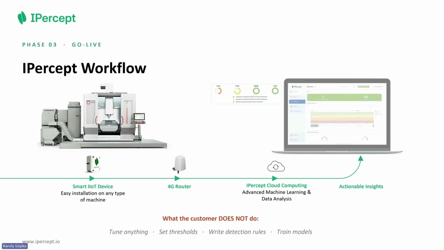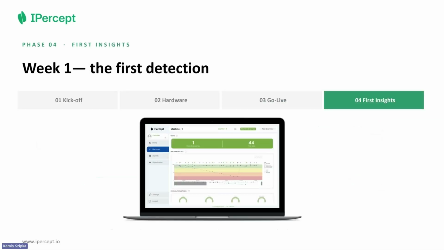Now, importantly, what the customer does not need to do during any of this is to tune anything, to do identification and setting of complex thresholds, defining complex detection rules, or train models on their own equipment. None of this is needed. The system self-configures. And then phase 4, to receive the first insights.